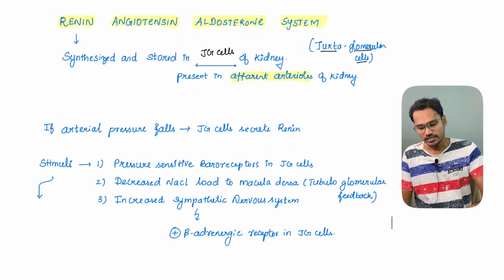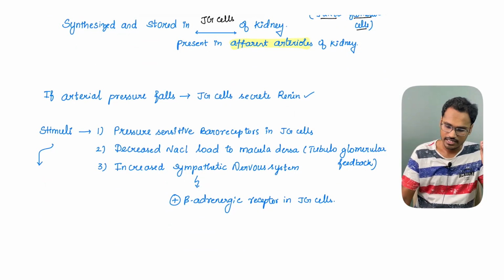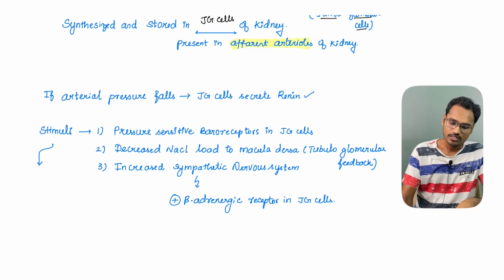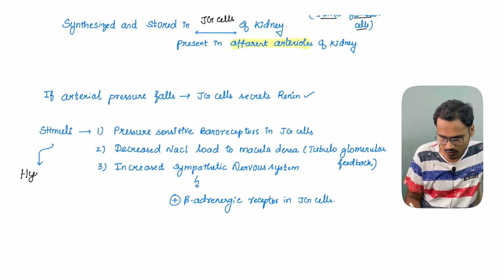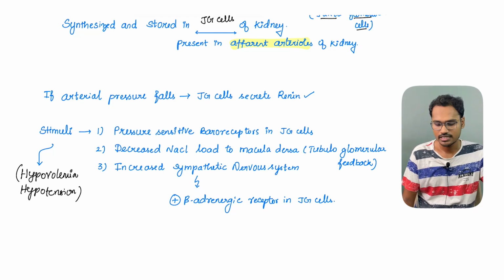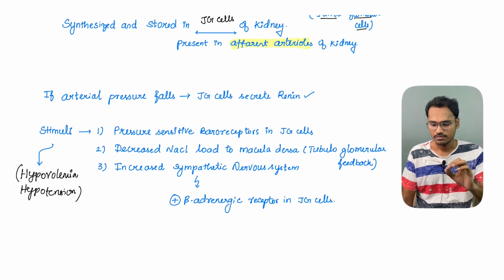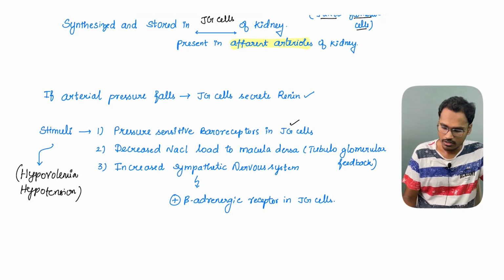It is going to sense whenever there is an arterial blood pressure fall, and the JG cell will secrete renin, which we have understood. So the primary stimulus for it can be hypovolemia or hypotension. Both the pressure decrease as well as the volume decrease will be sensed by the baroreceptors in the JG cells. And whenever there is a volume decrease, there is going to be a decreased load to the macula densa.